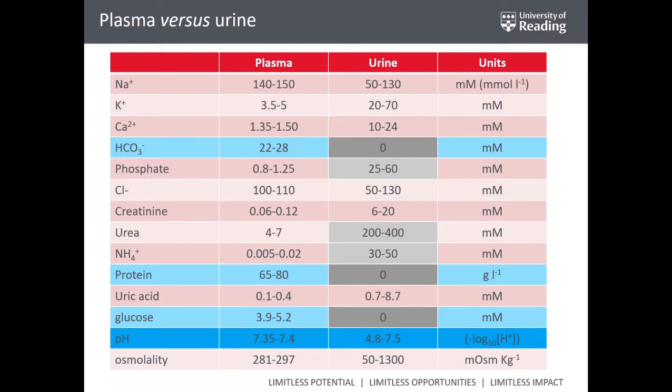Same goes for calcium. Bicarbonate gets strictly reabsorbed because it has a very important role in the local regulation of the pH. The phosphate gets excreted. Chloride gets excreted with the same concentrations of sodium, because sodium and chloride always go together. Creatinine and urea, urea takes its name from urine because it's the most prevalent component of urine, come from the breakdown of proteins, and so they have very low levels in the plasma and high levels in the urine.